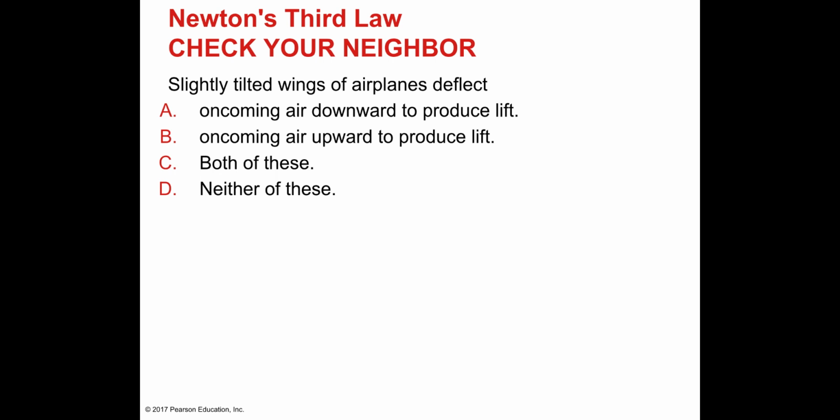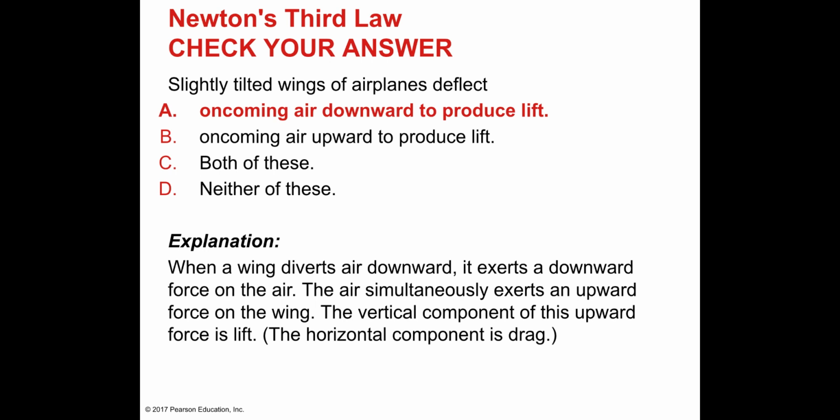When slightly tilted, the wings of airplanes deflect the oncoming air downward to produce lift. So those wings that you see on an airplane are usually meant to push the air downward so that the same air is going to push the plane upward. When a wing diverts air downward, it exerts a downward force on the air. The air simultaneously exerts an upward force on the wing. The vertical component of this upward force is the lifting force that allows the plane to go up.